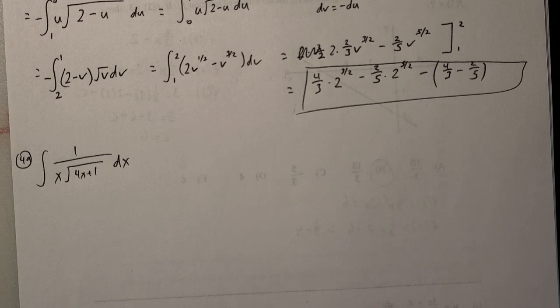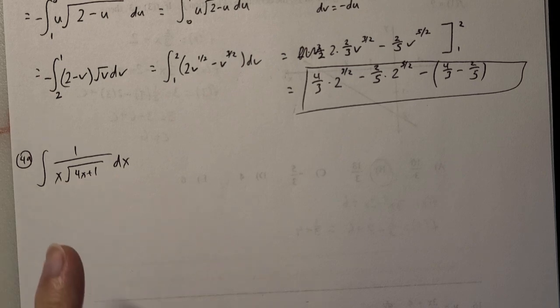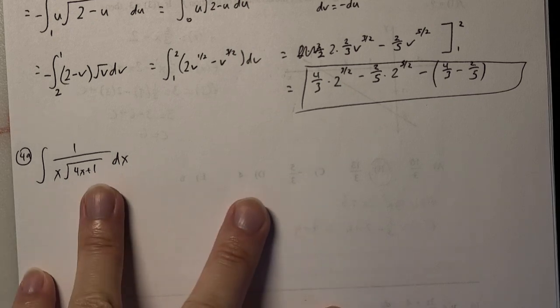So let's go down our list maybe. Do I see a substitution? Not an obvious one that I can see. Because if I let u be square root, du would be 1 over 2 square root of blah, blah, blah, right? It might work, but let's hold off on that.